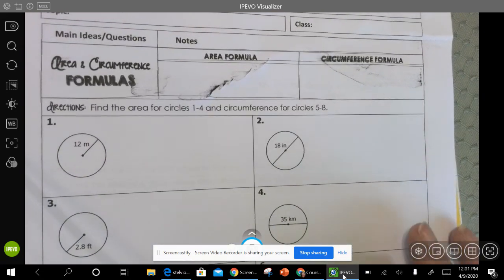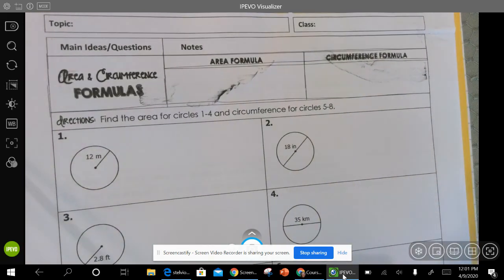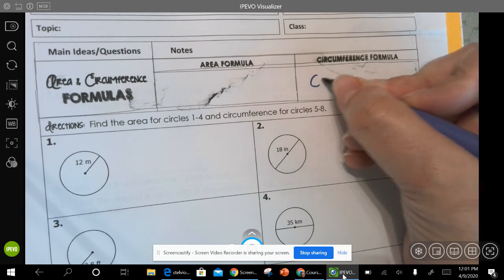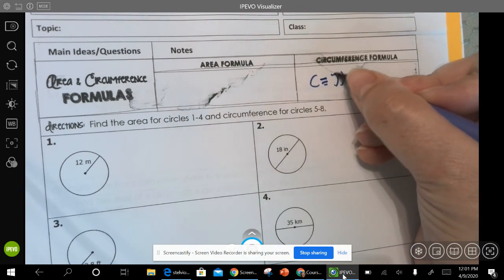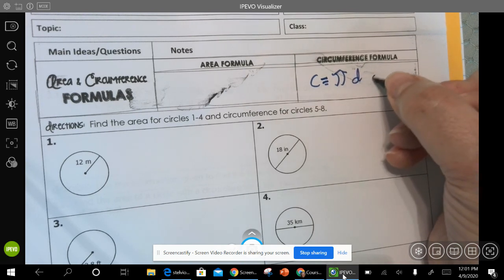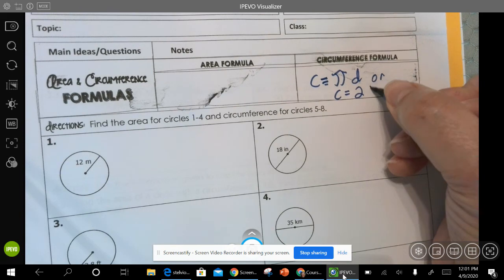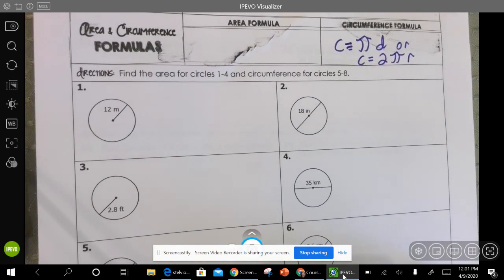So circumference formula. Remember, everybody, we worked on this with our Pi Day activity that we did before the break. Circumference is equal to pi times the diameter, or you can do circumference is equal to 2 times pi times the radius. Okay. So for this one, we're going to find the circumference. For these ones, we're going to use that formula.